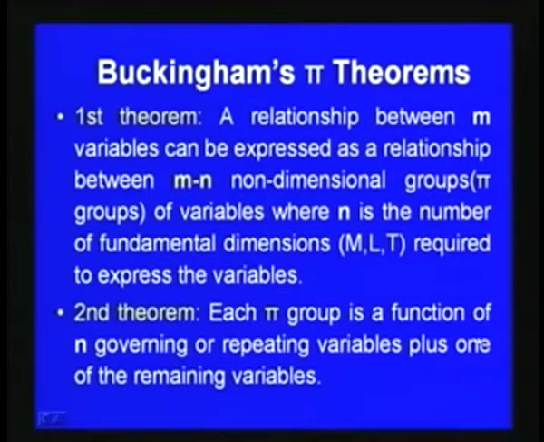So, the second theorem by Buckingham is that each pi group is a function of the n governing or repeating variables plus one of the remaining variables. The Buckingham pi theorem, or Buckingham method of dimensional analysis, is based upon these two theorems. We have to identify the m variables, then identify the n fundamental dimensions, then represent this with respect to m minus n non-dimensional groups or pi groups, and then form each pi group as a function of the governing or repeating variables plus one remaining variable. So, this method is based upon these two fundamental theorems.